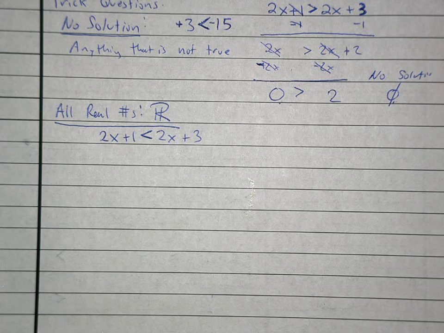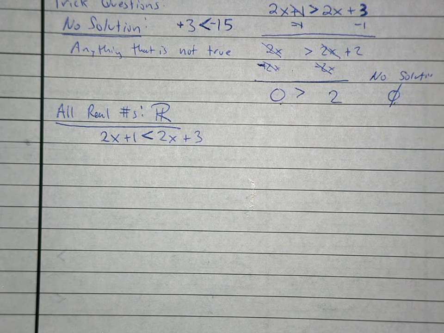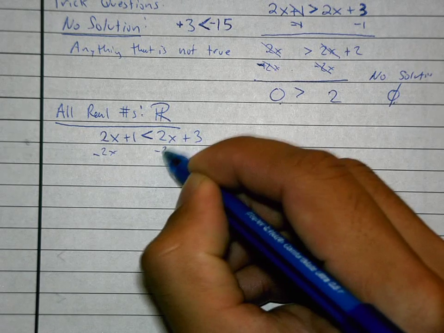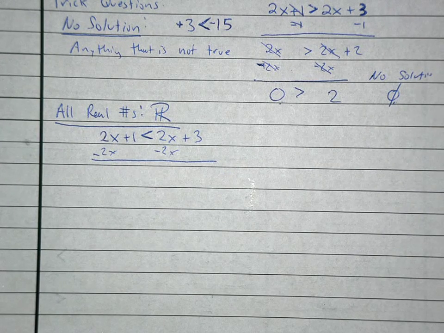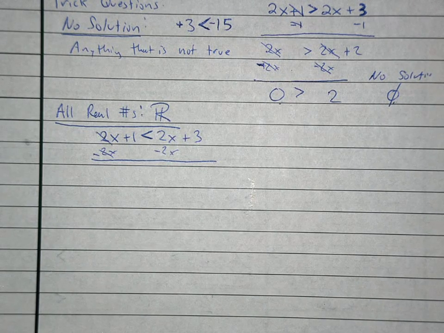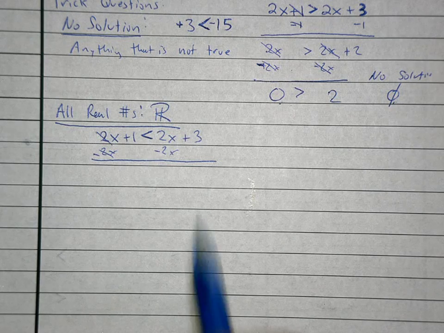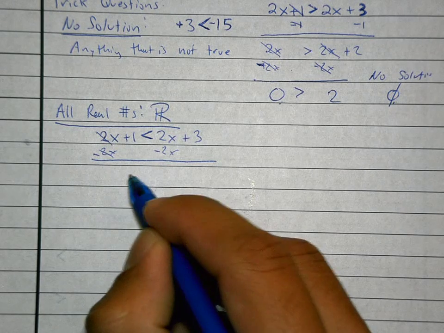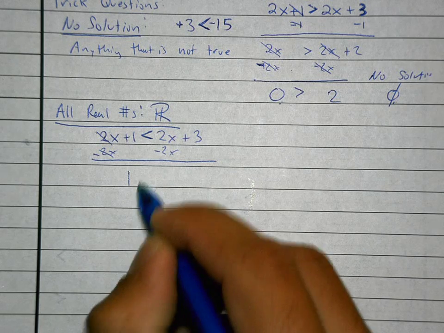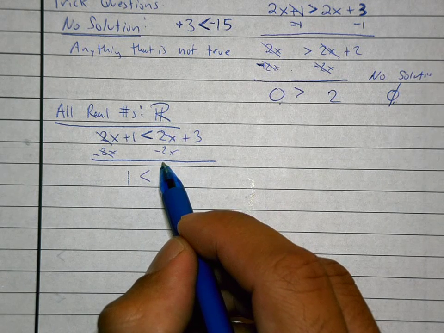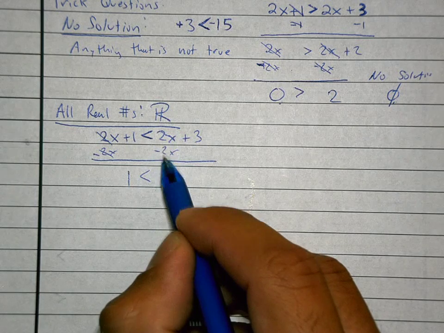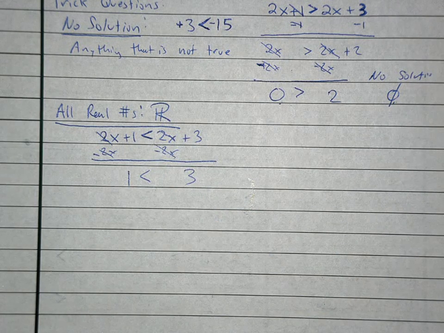I'm curious, Colby, what you would do first. That's what I would have done first too. Okay, so subtract 2x, he says. Subtract 2x. What do you get, Colby? 0. What would you write? There's something left. Oh, okay. I put 1 is less than 3. And is 1 less than 3?